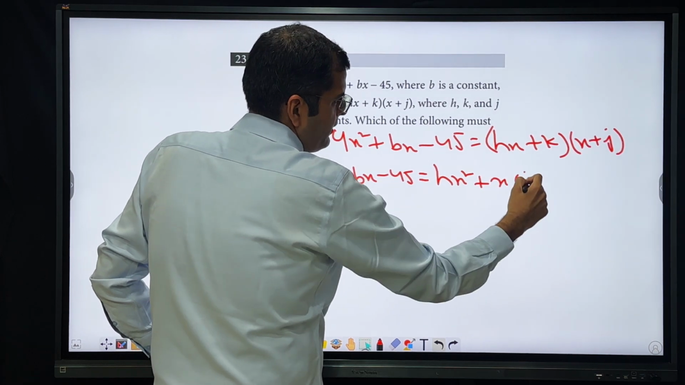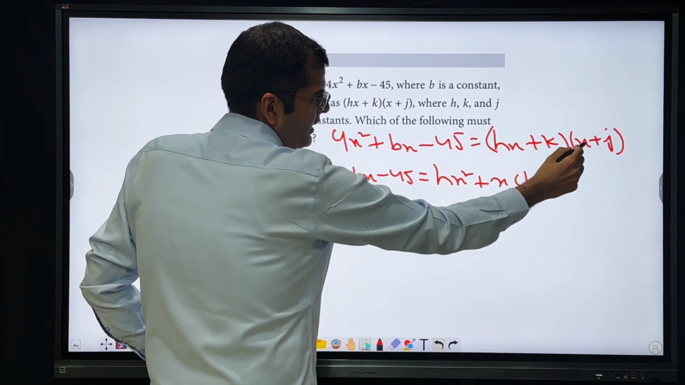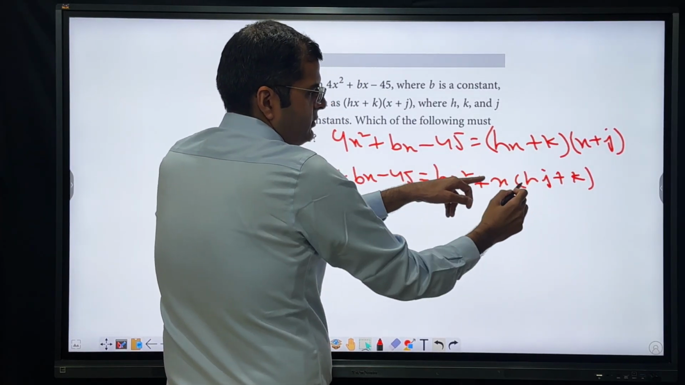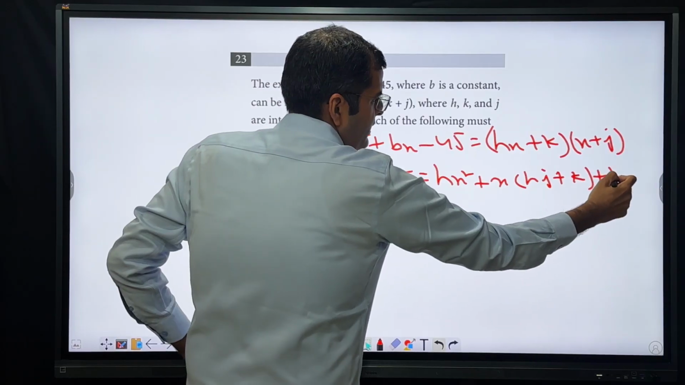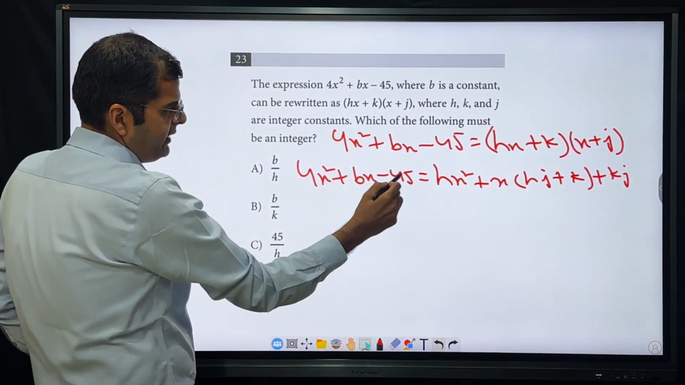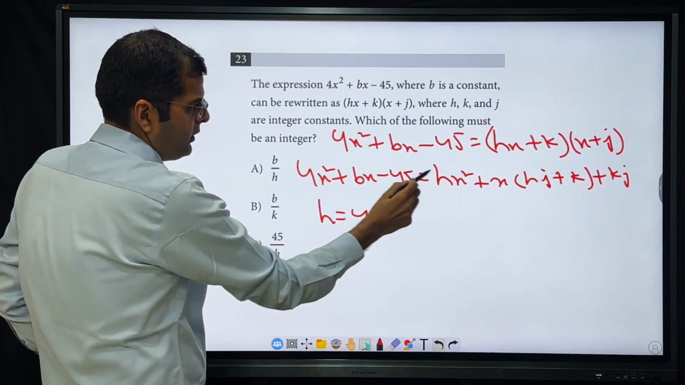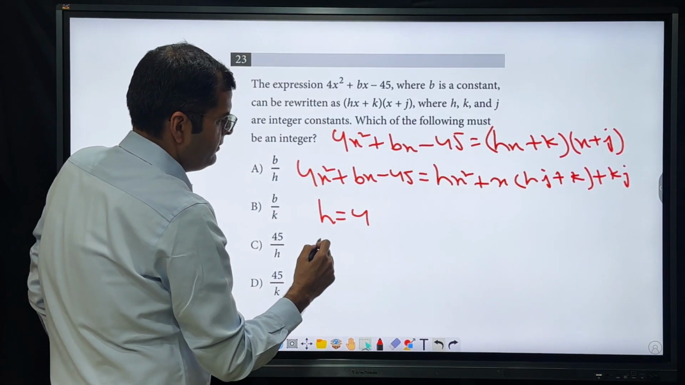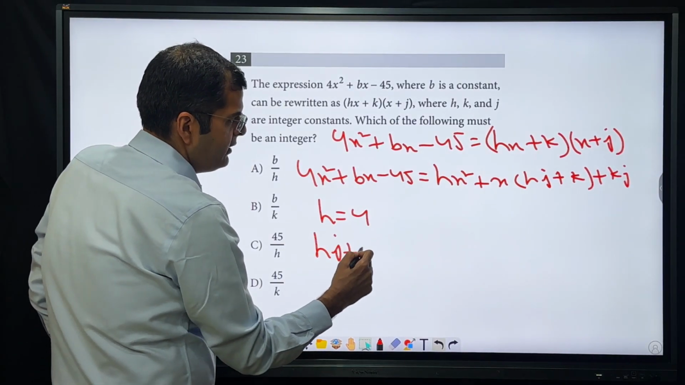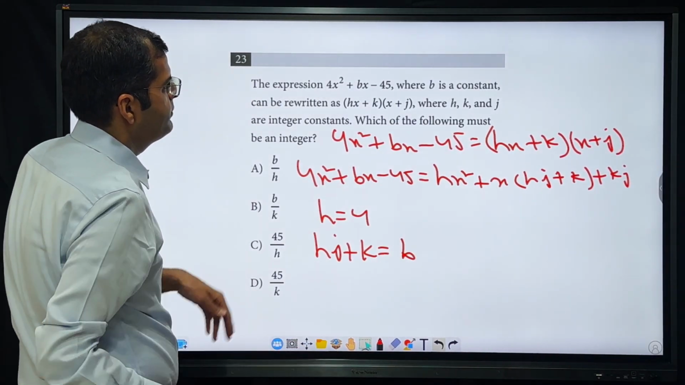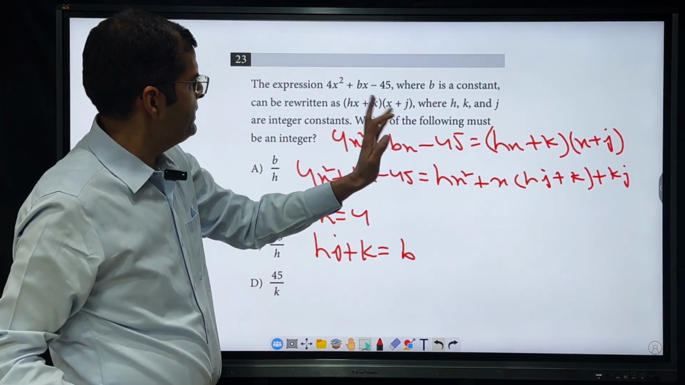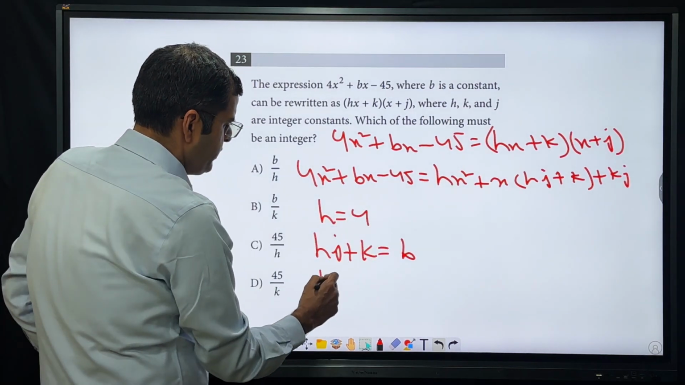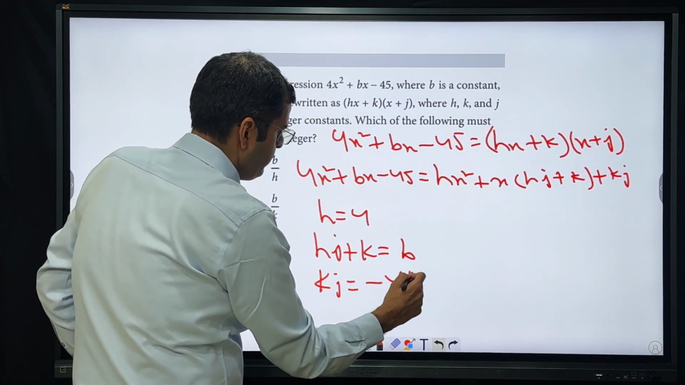this is h into j plus k. That will be hx into j plus kx. So x times h into j plus k into j. So comparing what I get, h is equal to 4 because 4x square is here and hx square is there. B is equal to h into j. So I'll write h into j plus k is equal to b. Plus b is there and everything is plus, yes. So h into j plus k is b and k into j is minus 45.